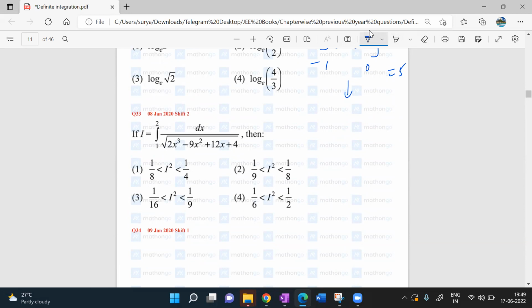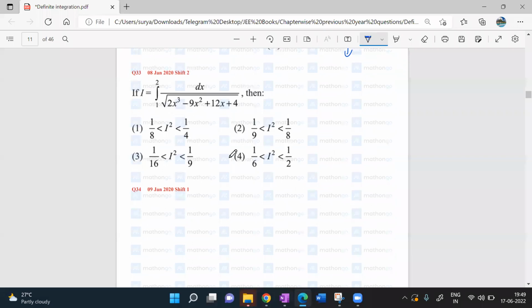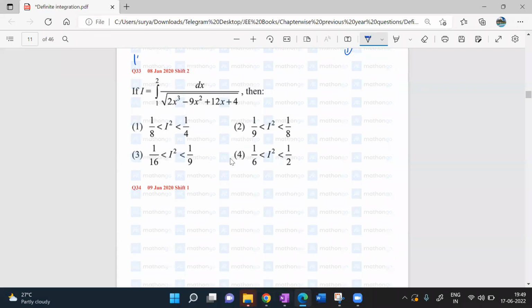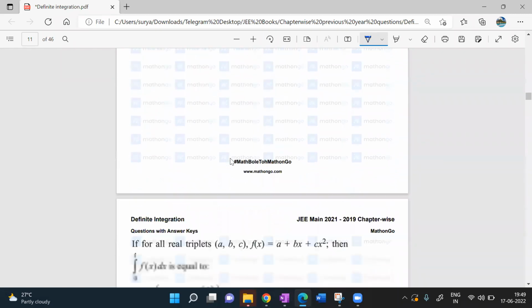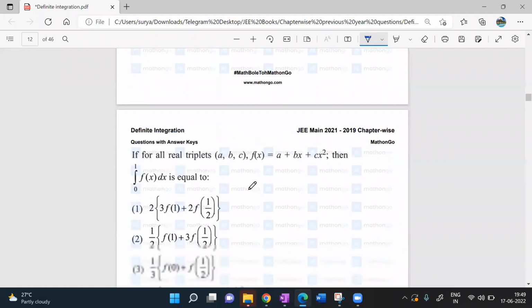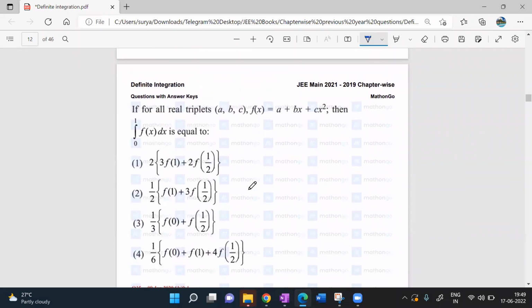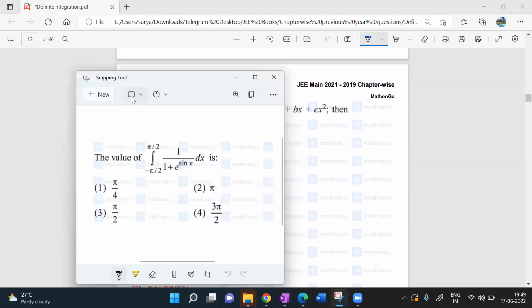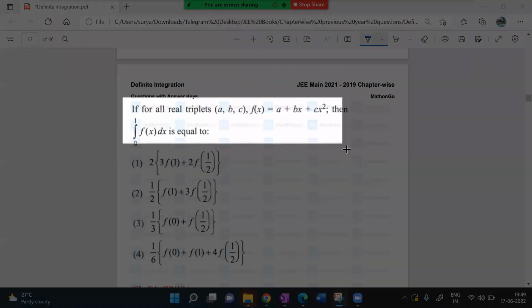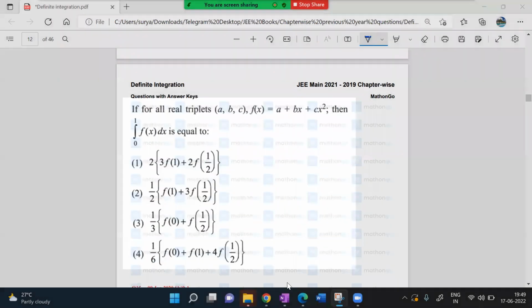Okay. Next question. 33rd also you can make very easily, in 4 to 5 steps you will get the answer. 34th we will solve. You try it now. Make it fast. I'm giving you time, make the 34th one.